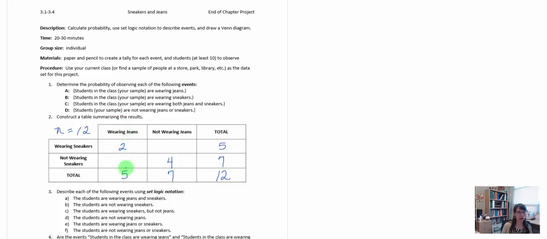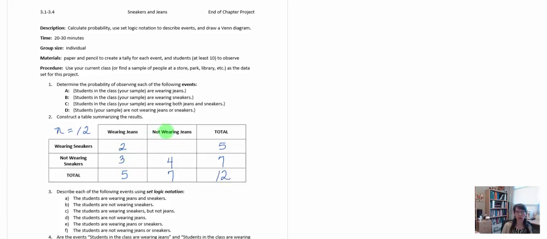Going back to the wearing jeans column, if we know there were a total of 5 students wearing jeans, and 2 of those students were also wearing sneakers, 2 plus something needs to make the total of 5. So that must mean there were 3 students who were not wearing sneakers. What this first column tells us is that there were 2 students in the classroom wearing jeans and wearing sneakers at the same time, and there were 3 students wearing jeans, but they were not wearing sneakers. So our total of 5 students wearing jeans comes from 2 plus 3.